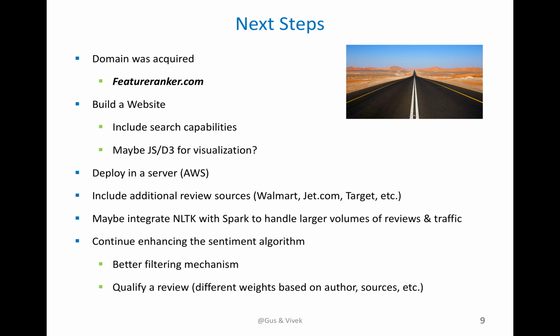In terms of the next steps, we actually acquired the domain FeatureRanker.com. So the plan is to continue working on this platform. It's still in its early stages. Maybe build a website, include some searching capabilities and some visualization, maybe JavaScript D3. Deploy it on Amazon Web Services, and also include other retailers. We also plan to enhance the sentiment algorithm and maybe qualify a particular review based on whether it comes from an expert or not.